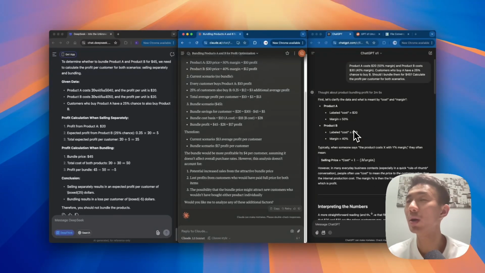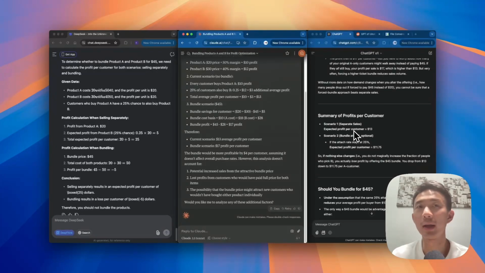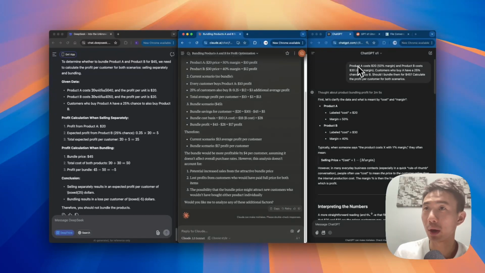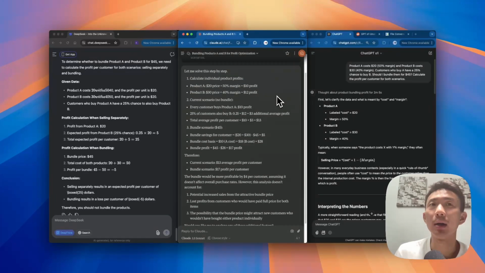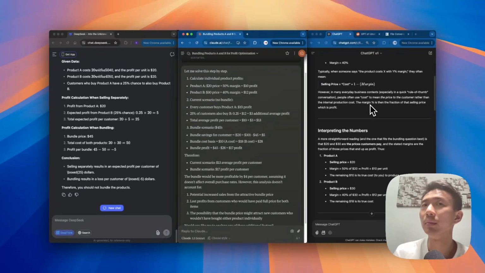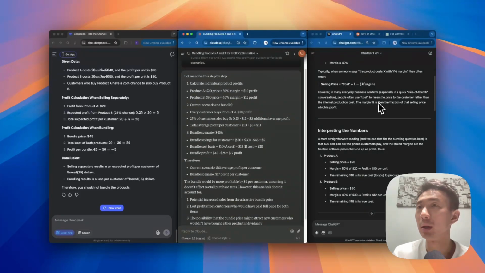Okay, for the GPT-o1 results, I would say it is more comprehensive. First of all, we said product A costs $20 and product B costs $30. Both Claude and OpenAI treat the dollar sign as selling price instead of cost. However, DeepSeek-R1 treated the dollar sign as the cost. So as you can see, the calculation will be totally different. And I would say basically the calculation between Claude and o1 is the same.